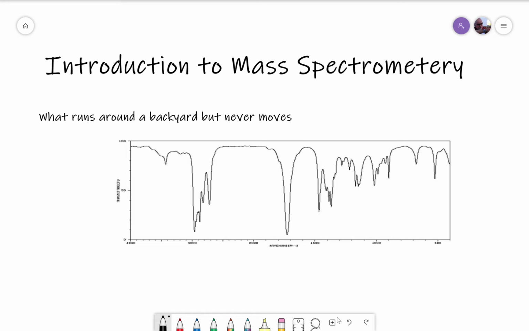First, as a totally random move, here's a small riddle for you, the answer of which will be randomly placed throughout this lecture. What runs around a backyard but never moves?